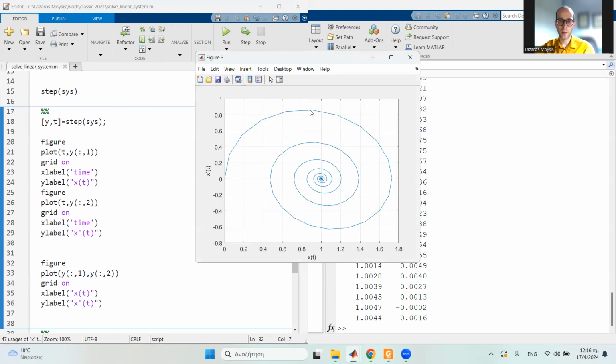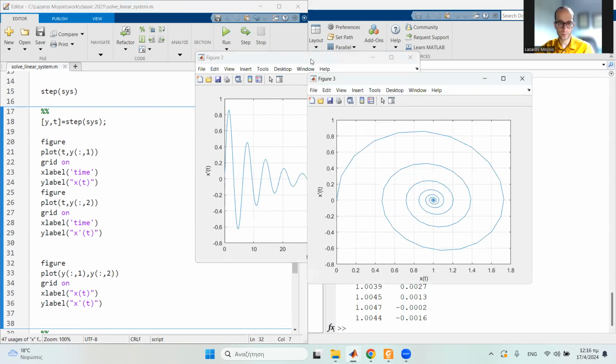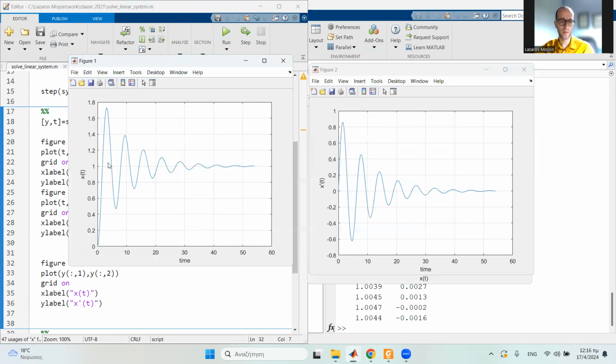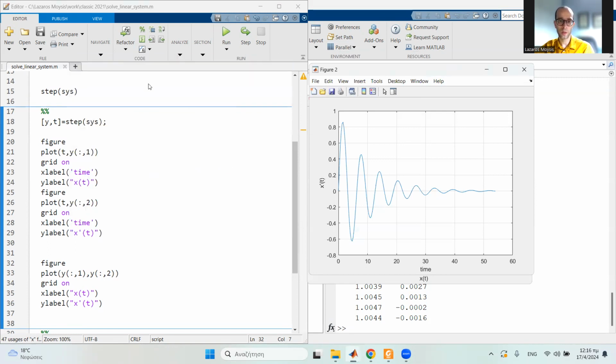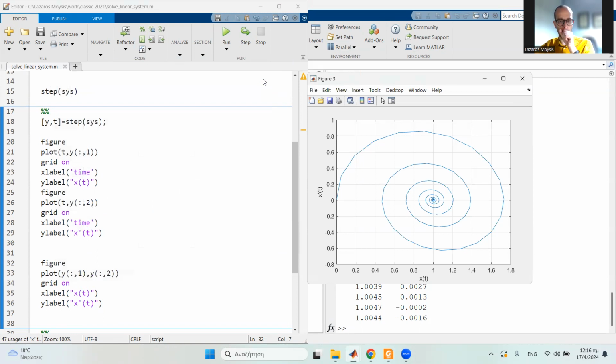I don't know if you are familiar with phase diagrams. So here I have plotted the first output. Here I also have the second output, but here I also have the phase diagram. Now the phase diagram is a diagram that plots the two outputs with respect to each other. So instead of plotting them with respect to time, I can plot them with respect to one another, so I can see how they interchange together as time changes.